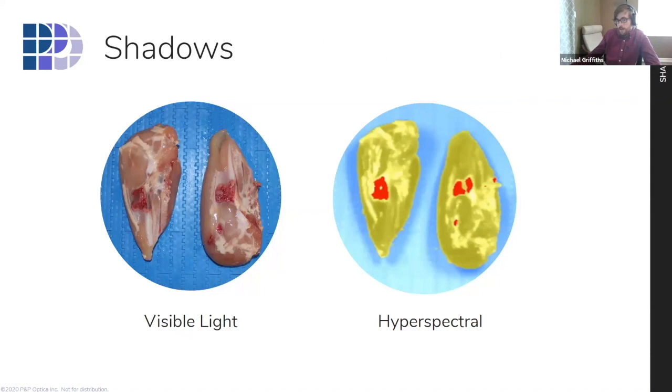Just like in the visible world where you have an object and you see a shadow behind it, that's from the blocking of light. The same thing happens within the infrared regions. So on the right, in the hyperspectral image, you can see the dark shadows on either side of the chicken breast. This is due to having the two sets of lights, one upstream and one downstream.